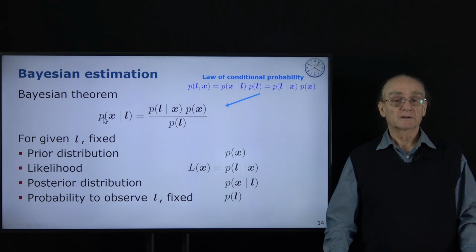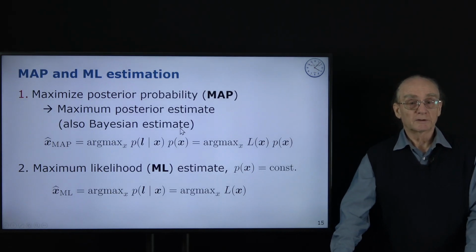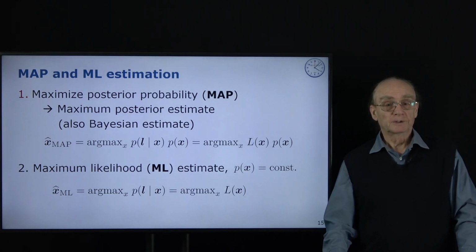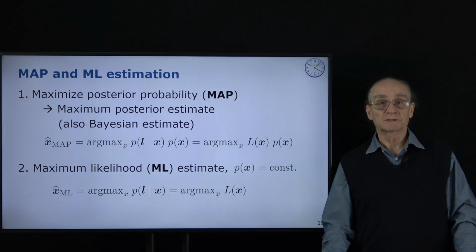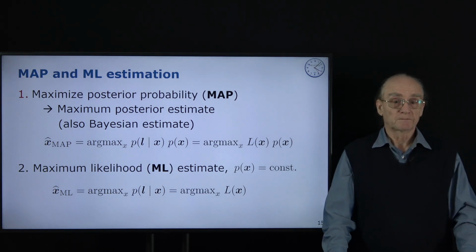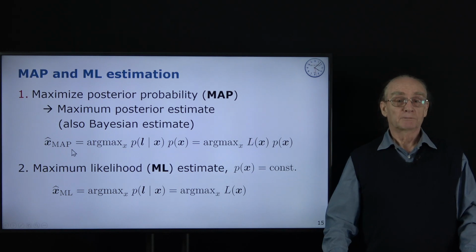So if we want to optimize this posterior probability, we just have to maximize this product. We don't have to take this denominator into account. This leads us to what is called the maximum a posteriori probability estimate. Sometimes it's also called the Bayesian estimate. Some people are careful in making a distinction here because they say Bayesian estimates take some costs into account: what is the estimate which leads to the minimum costs as a consequence of our estimation? So the MAP estimate is that X which maximizes the product of these two probabilities.